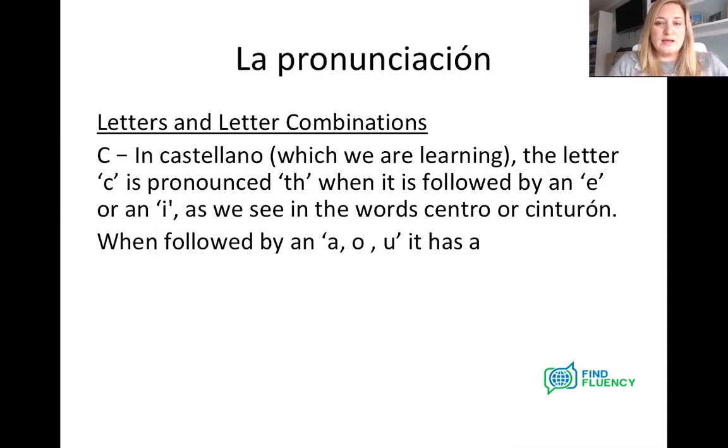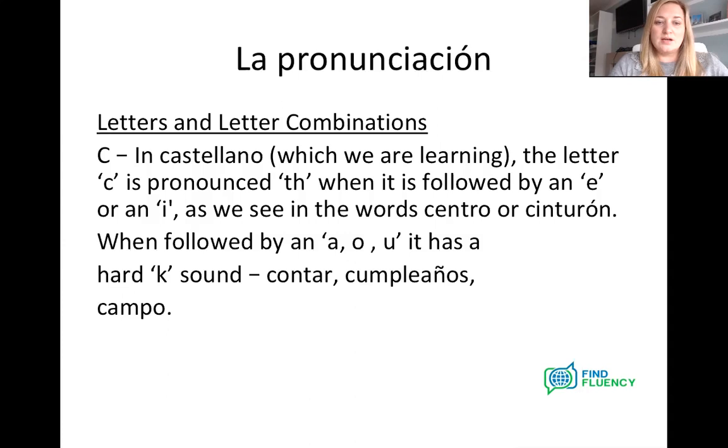When it's followed by A, O, or U, it has a hard K sound. So contar, cumpleaños, campo. Contar, to count or to tell a story as well. Cumpleaños, birthday, as you know, and campo is the countryside. So C, usually a th when it's got E or I after it. If it's got A, O, or U, it's a hard K.